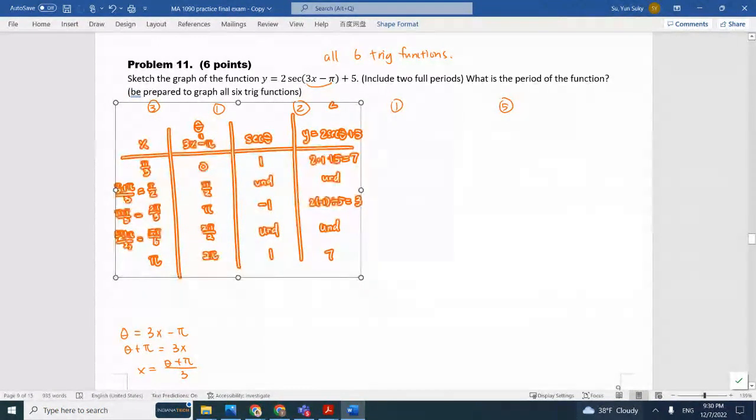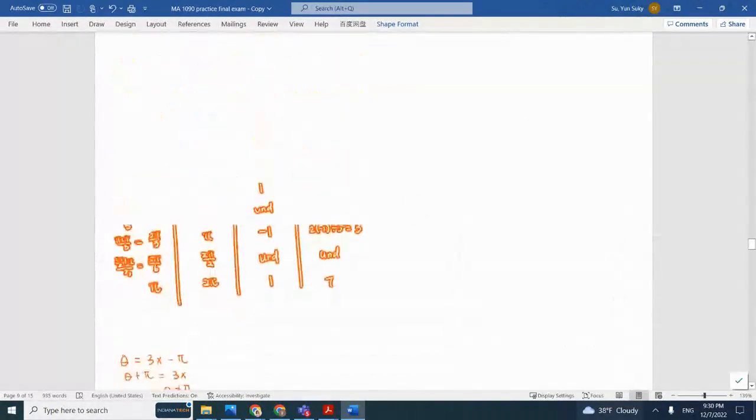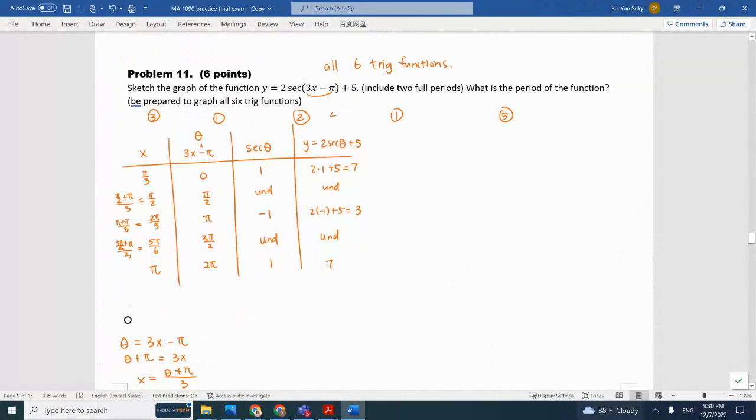Okay, so make it smaller. And let's draw it. Okay. So this is set 1, 2, 3, 4, and now 5. Draw it.